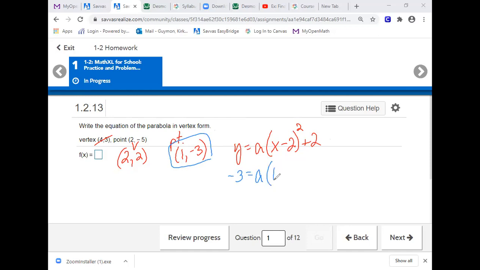And then 1 - 2. Awesome. Now we just can't mess up the arithmetic. That's sometimes the hardest part. So 1 - 2 would be -1. Squared would be 1. Is that right? 1 - 2, -1. Squared would be just 1. Plus this 2. What are you going to get for your A?